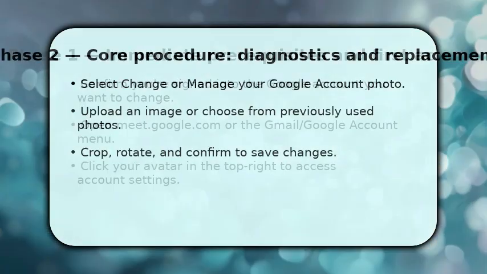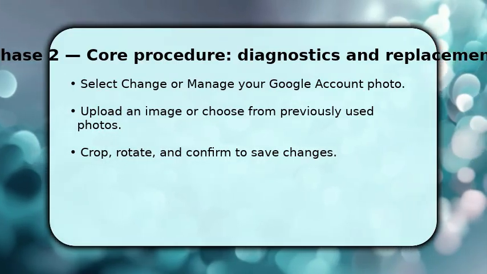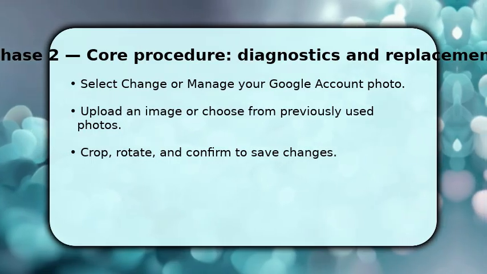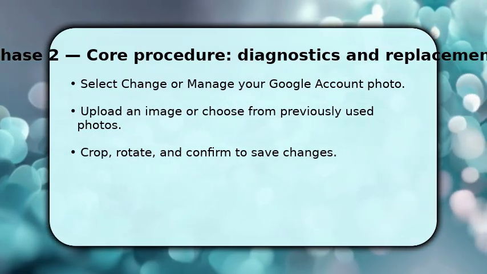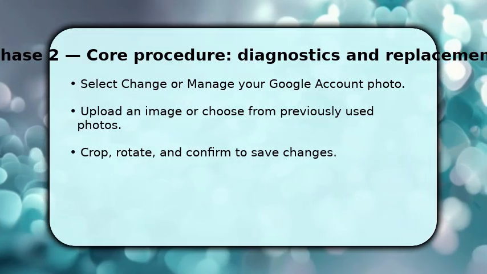Now change the photo inside your Google account settings. Select Change or Manage your profile photo, and then upload a new image or pick one you've used before. Once uploaded, use the crop and rotate tools to frame your face clearly. This ensures your thumbnail reads well at small sizes in meetings.